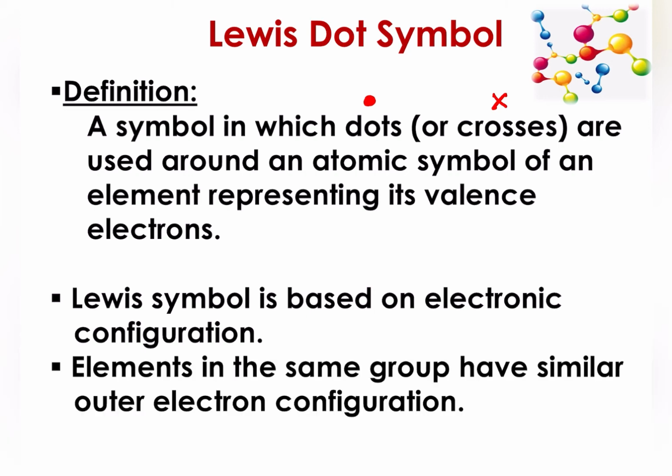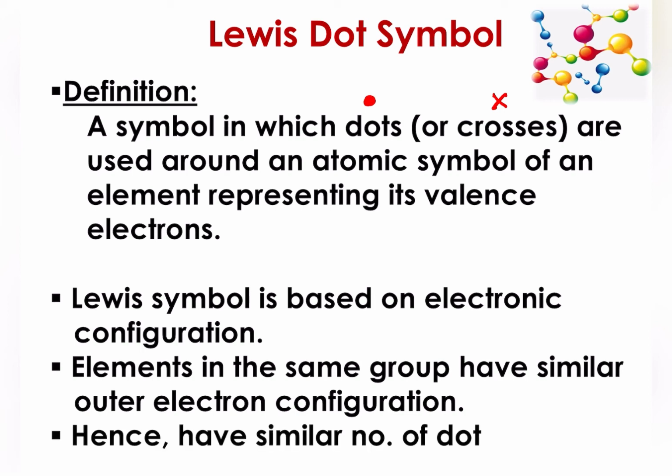Elements in the same group usually have similar outer electron configurations, and of course a similar number of valence electrons, and also of course a similar number of dots.